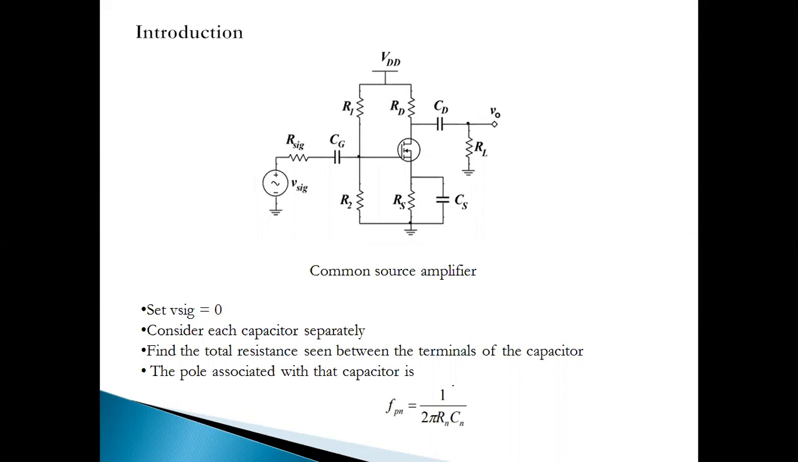Let us understand that before applying the low frequency response, we have to find out the value of the lower cutoff frequency. By finding the lower cutoff frequency, we can draw the frequency response curve of the amplifiers. First, let's design the AC equivalent model for the MOSFET amplifier.